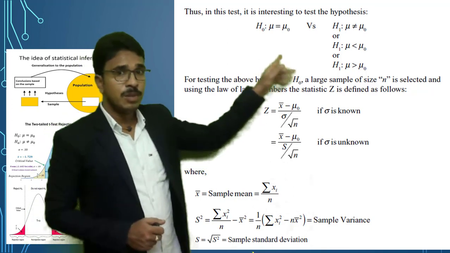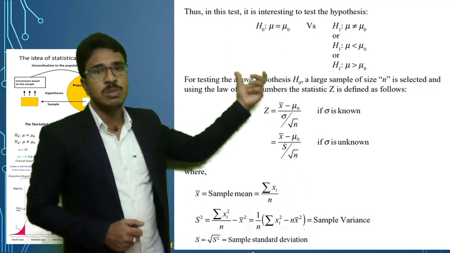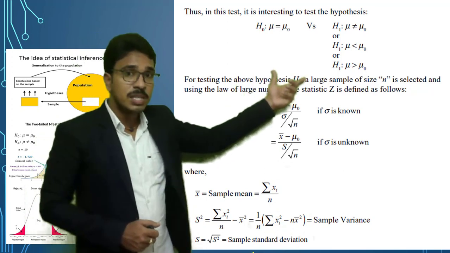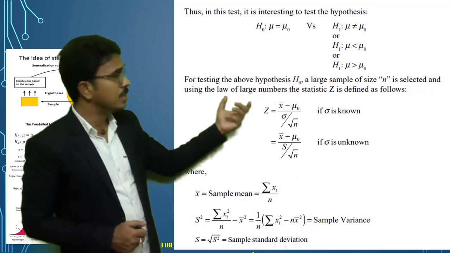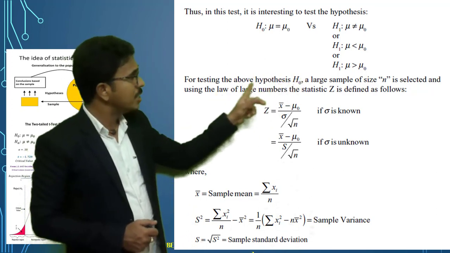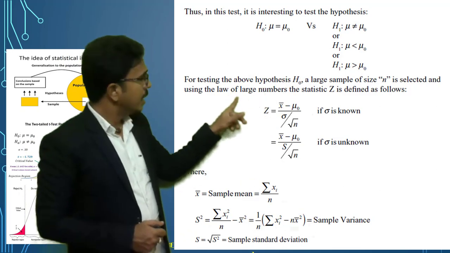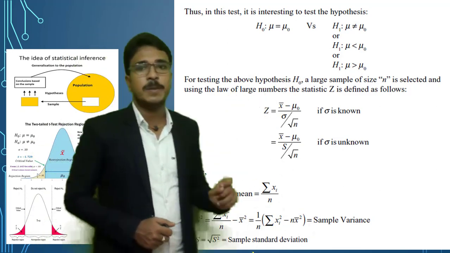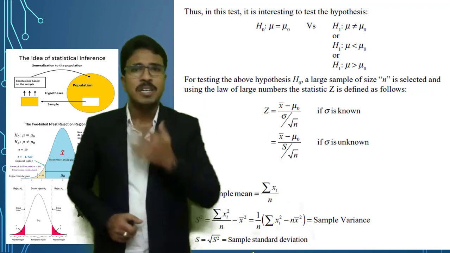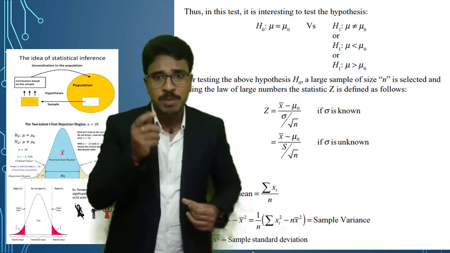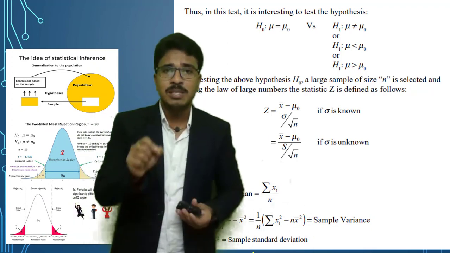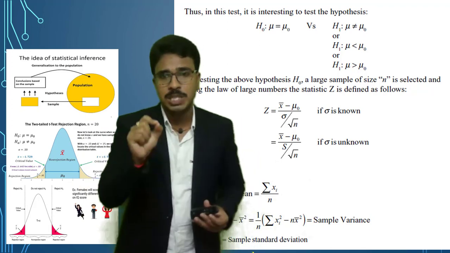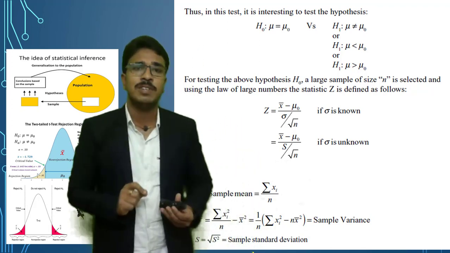If you know the sigma, then you can use this formula. If you don't know the sigma value, then you have to use this formula, that is x bar minus mu naught divided by s divided by square root of n. Here you should be able to identify what each and every notation in the formula is.